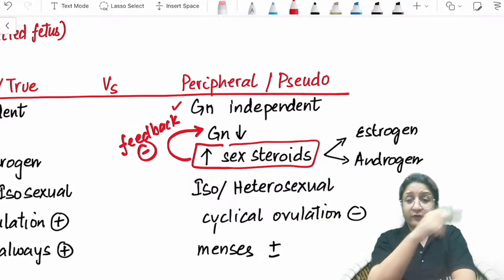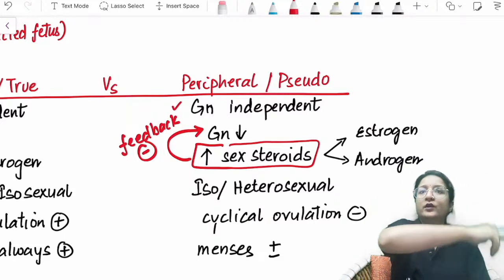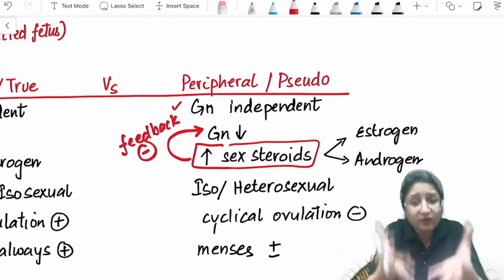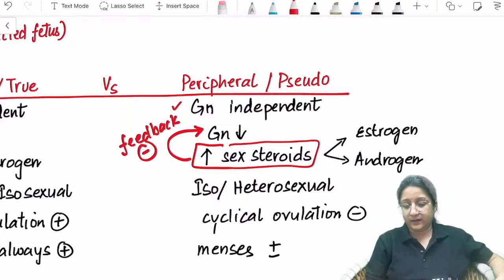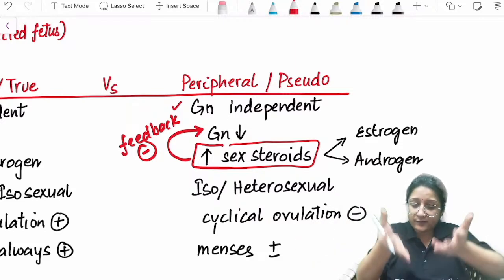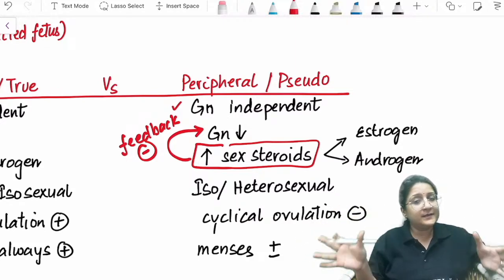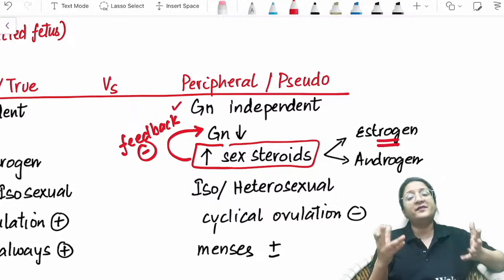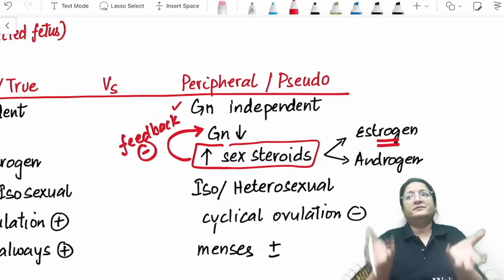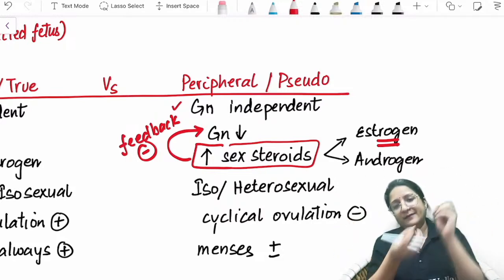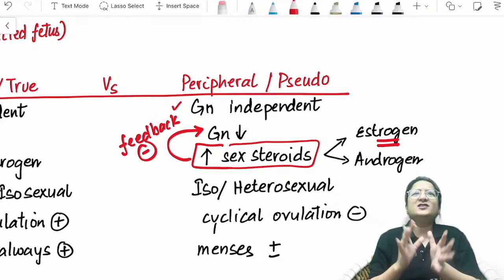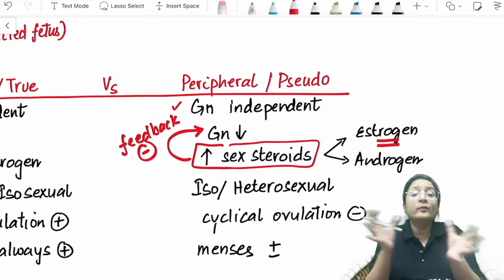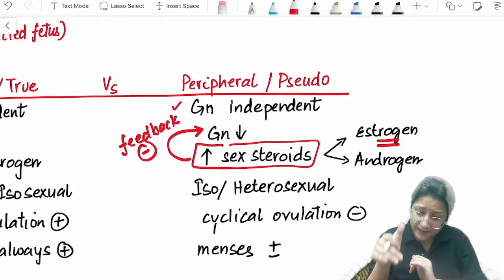Cyclical ovulation will not take place. For ovulation to take place, there has to be follicular growth, there has to be an estradiol peak, then there has to be an LH surge, and then ovulation happens. Here all that is not happening. Here constant levels of estrogen are maintained, and gonadotropins are decreased on the other hand. Cyclical ovulation doesn't happen. Menses, however, may or may not happen. Because if estrogen is getting secreted in the periphery, the endometrial lining will get built up, and at a certain point in time it will get shed off. So bleeding could be there, but let's not call it menses. Let's call it a withdrawal bleeding sort of a thing. Of course, it is not going to be true menses. So keep that in mind.